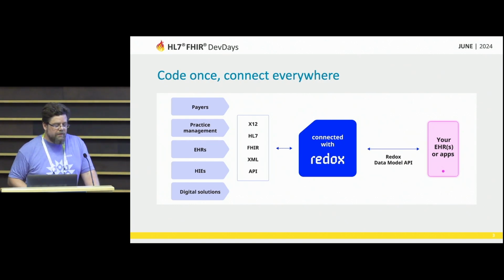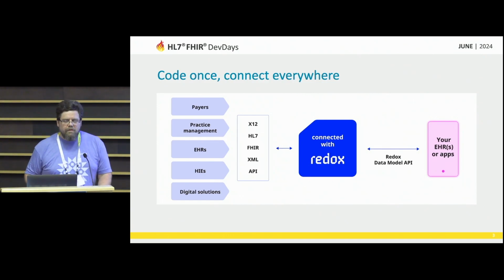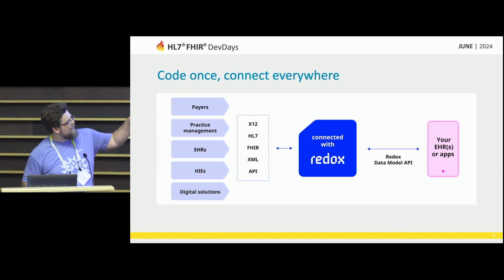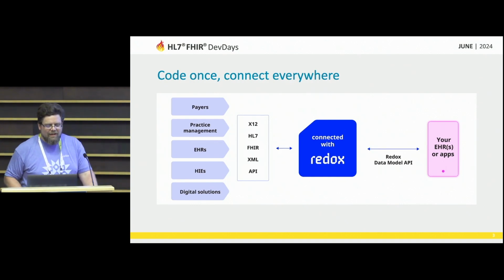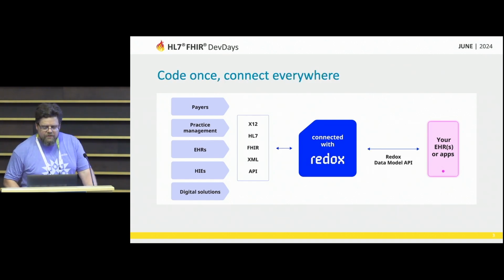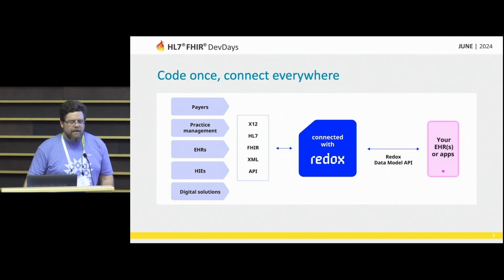So historically, we've done that with a proprietary API that we've developed, but this is 2024, and we would really like to use FHIR, and all of our customers would like to consume FHIR. So we'd like to get rid of that piece over there where we have Redox Data Model API. So a couple of considerations in doing that.